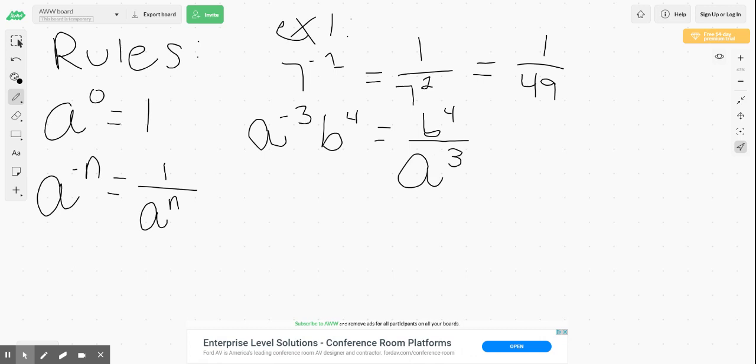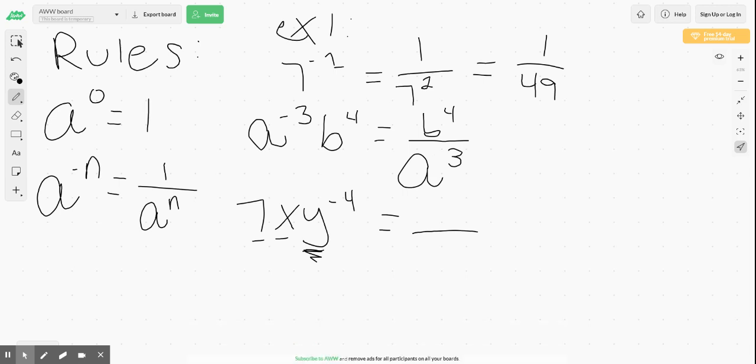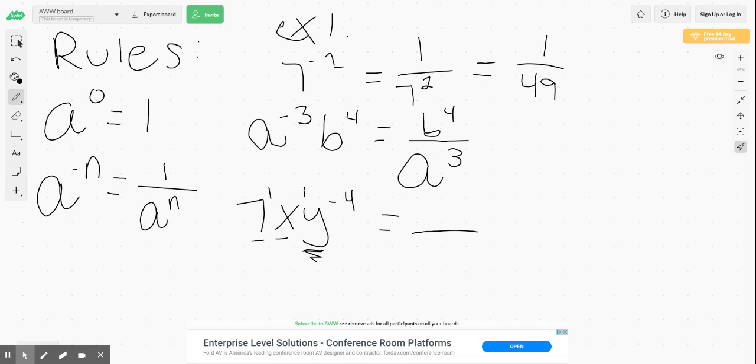Here we go. Let's do another one. So let's say that I have 7xy raised to the negative fourth. Well, we have to understand that in this problem, I technically have 3 bases. I know I can't have a negative exponent, so I'm going to go ahead and draw my fraction bar. The negative 4 is only an exponent for the y. So that means that the 7 is understood to have an exponent of 1. The x is also understood to have an exponent of 1. And the y has an exponent of negative 4.